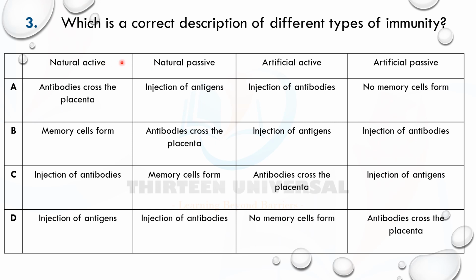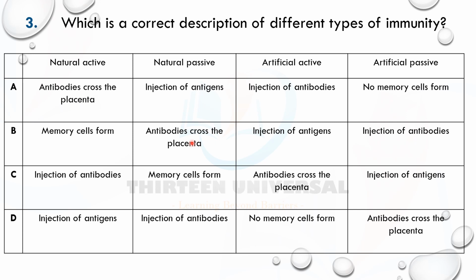All right. Now, antibodies cross placenta. No, this is passive. Memory cells are formed. Yes, memory cells are formed in active. Injection of antibodies. No, this is passive. Injection of antigen. This is artificial. So this is the only one that explains natural active: memory cells are formed. Natural passive: antibodies cross placenta. Yes, so it is natural, from the mom naturally. And passive because an immune response does not take place. No memory cells form. That's why it is called passive.